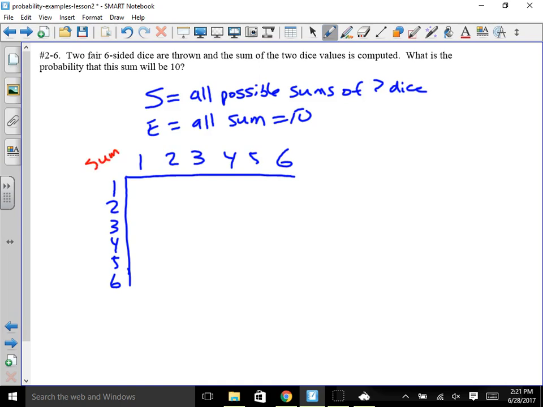So if I roll a 1 and a 1, the sum would be 2. A 1 with a 2 would be 3. A 1 with a 3 would be 4, and so on. Right, these would be the sums. If I had a 2 with a 1, that would be 3. I'm just going to go ahead and fill this.